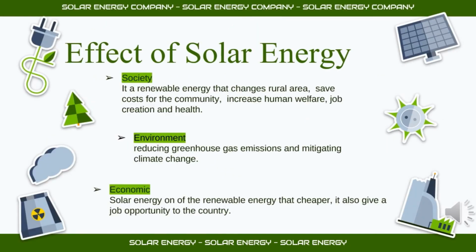Next is about the effects of solar energy. We have three types of effect: the first is society, the second is environment, and the third is economic. For society, renewable energy changes rural areas, saves costs for the community, and increases human welfare, job creation, and health. For the environment, it reduces greenhouse gas emissions and mitigates climate change.